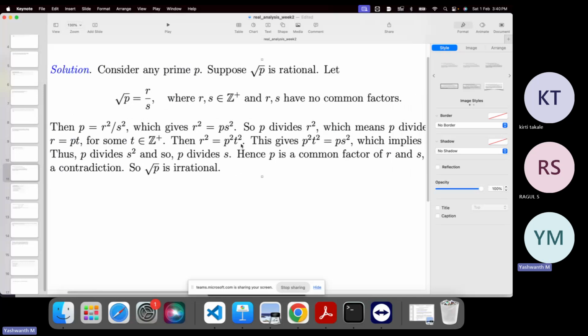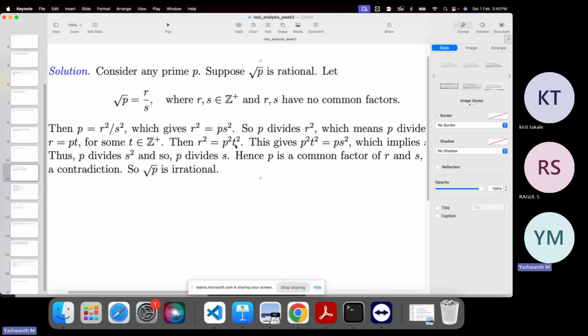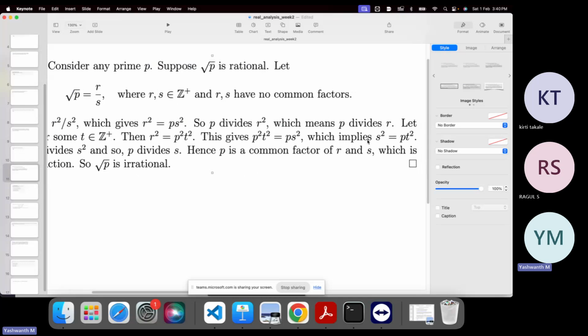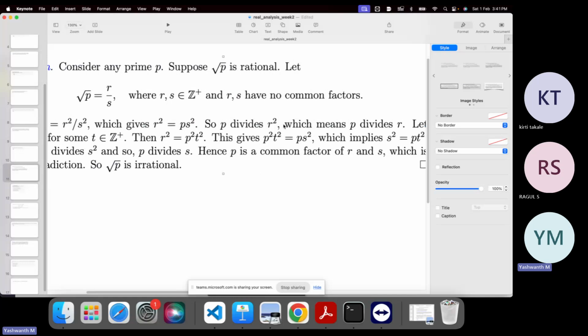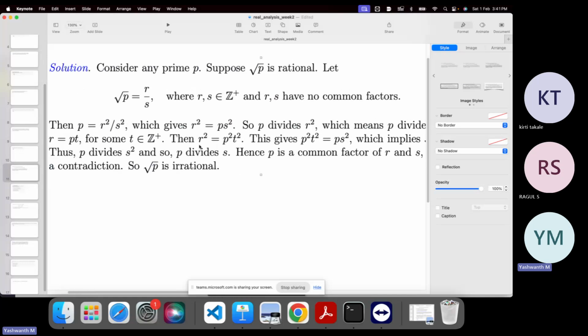Squaring, R square is P square times T square. Then we equate both these things, right? Now P square T square is P square, which implies that S square is equal to P times T square. What does this mean now? This means P divides S square because S square is factored as a product of P times some other T square, right? When P divides S square, by the same logic, P divides S.